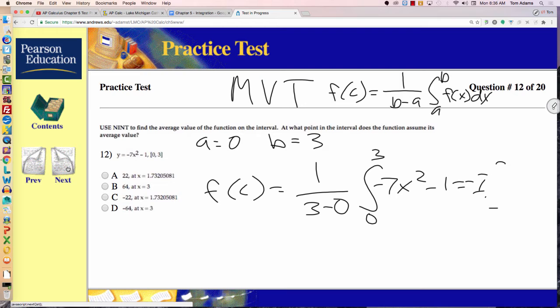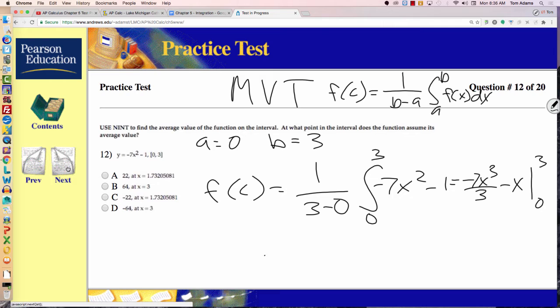Oh, dang it. Undo. I'm running out of room. So this is negative 7x cubed over 3 minus x. And let me just take the derivative in my head. If I toss the 3 to the front, it cancels with this 3. I get negative 7x squared. That's good. If I take the derivative of negative x, I get negative 1. And then I'm going to evaluate that from 0 to 3.